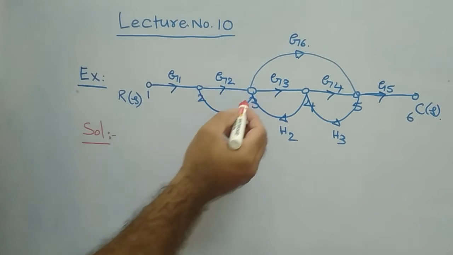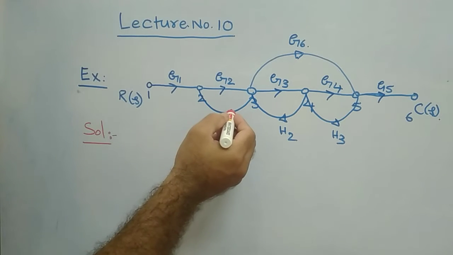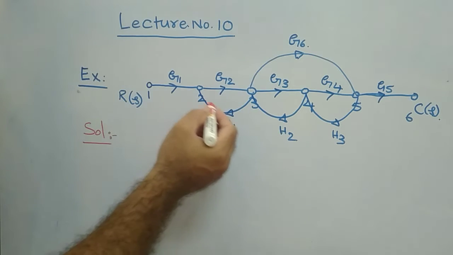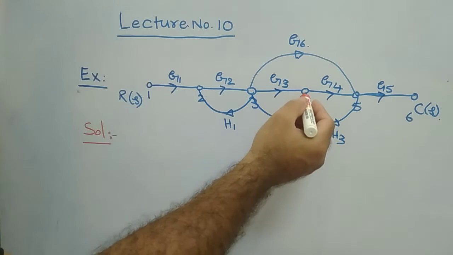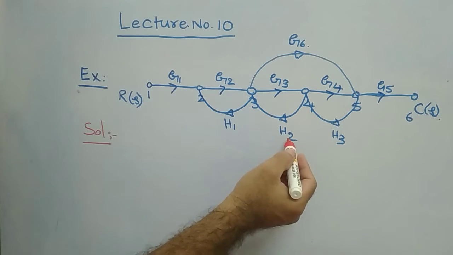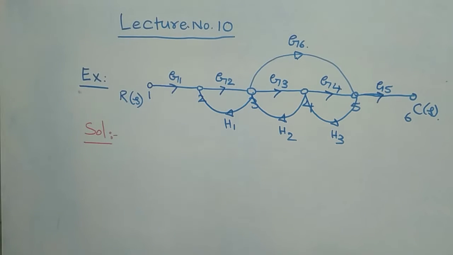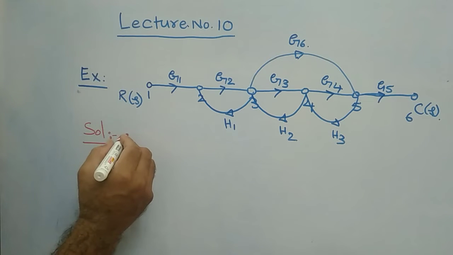Secondly, if you see, there is a reverse path, nothing but a feedback loop, with gain H1. This is another feedback loop with gain H2. This is another feedback loop with gain H3. Now let us directly apply the steps which you have seen in our previous presentations.